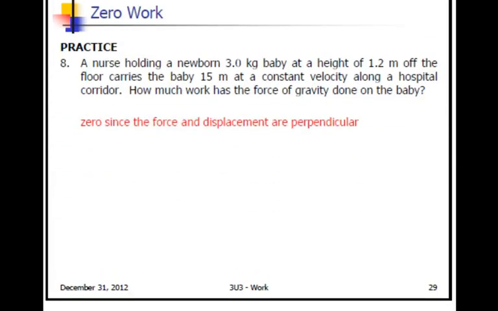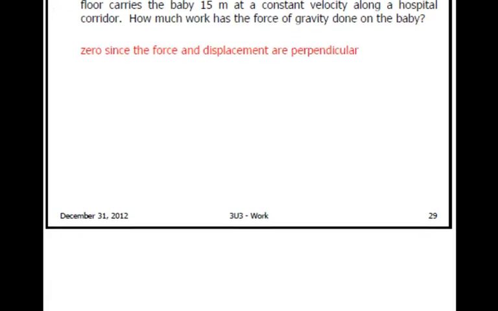Another question: we have a nurse holding a newborn baby who has a mass of 3.0 kilograms. She holds the baby at a height of 1.2 meters off the floor, and she carries the baby for 15 meters at a constant velocity along the hospital corridor. How much work has the force of gravity done on the baby? 0. The force of gravity hasn't moved the baby at all, so the force is perpendicular to the displacement, and again, 0 work is done.